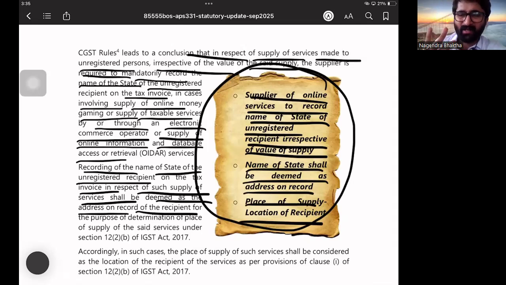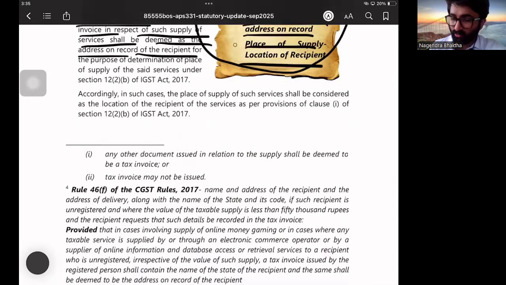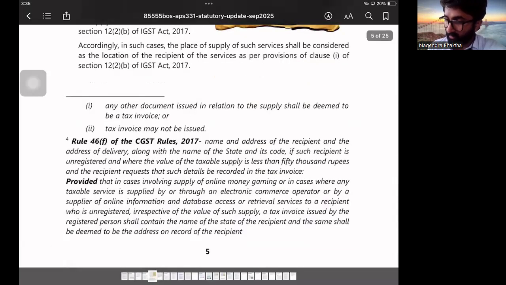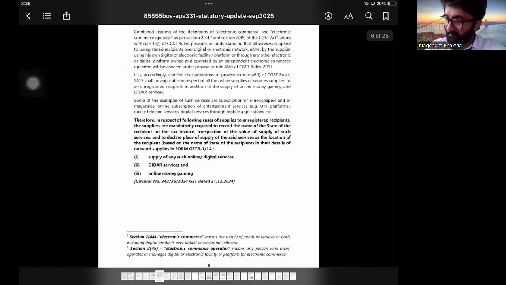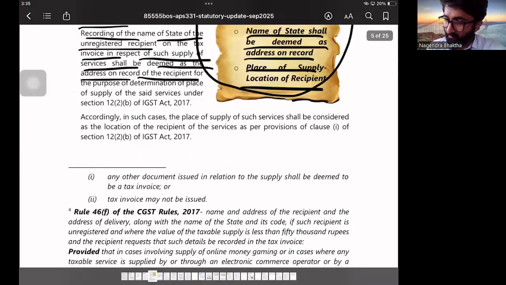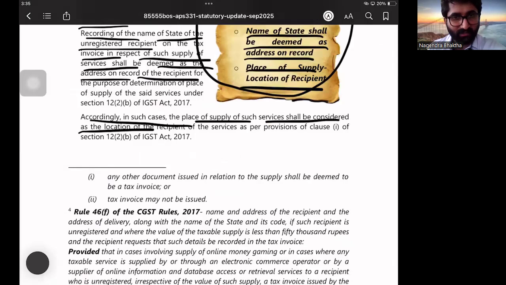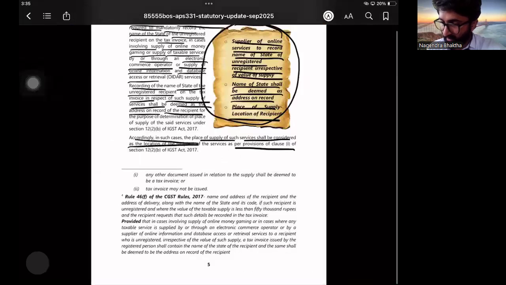Only three things. Online service provider, giving services to an unregistered person, mentions the state in the invoice, and that state itself is considered as the place of supply. Irrespective of the value, the value may be 1 rupee. Even for 1 rupee, you have to mention it in the invoice. That is one point here. And one more important point is that accordingly, in such cases, the place of supply of such services shall be considered as the location of the recipient, which is mentioned in the invoice.